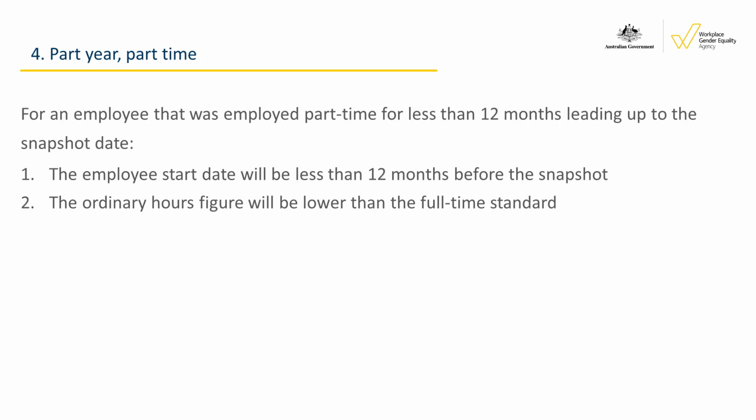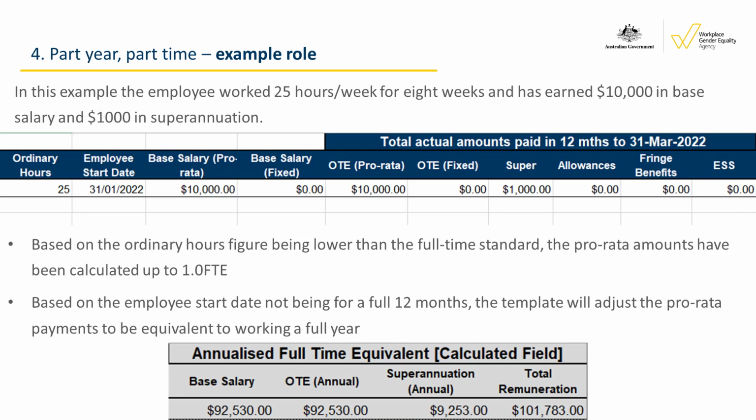For an employee that was employed part-time for less than 12 months leading up to the snapshot date, the employee start date will be less than 12 months before that snapshot date. The ordinary hours figure will be lower than the full-time standard you have entered. The template will refer to both of these fields to calculate pro rata payments to their annualized and full-time equivalent amounts. In this example, the employee worked 25 hours per week for 8 weeks and has earned $10,000 in base salary and $1,000 in superannuation.